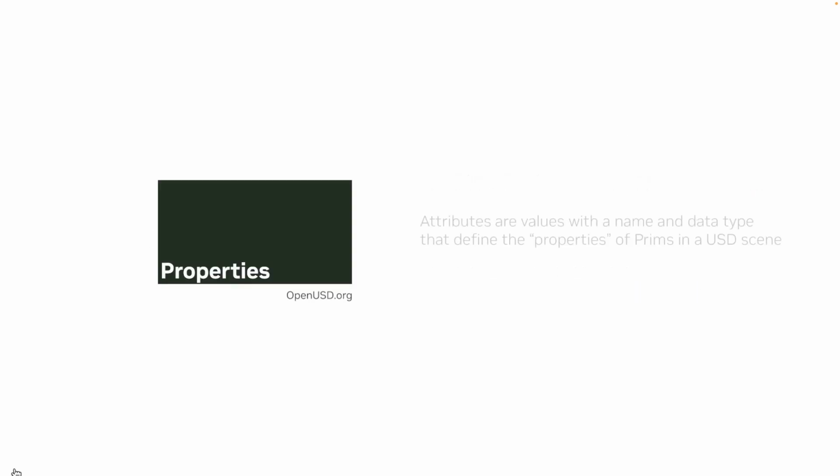In this lesson, we learned attributes are values with a name and data type that define the properties of prims in a USD scene. Attributes are the primary means of storing data in USD. Each attribute has a single defined data type. Attributes are authored and stored within USD layers, enabling efficient scene composition. Attributes can be animated by providing keyframed values over time. They can be queried, modified, and animated using the USD API.